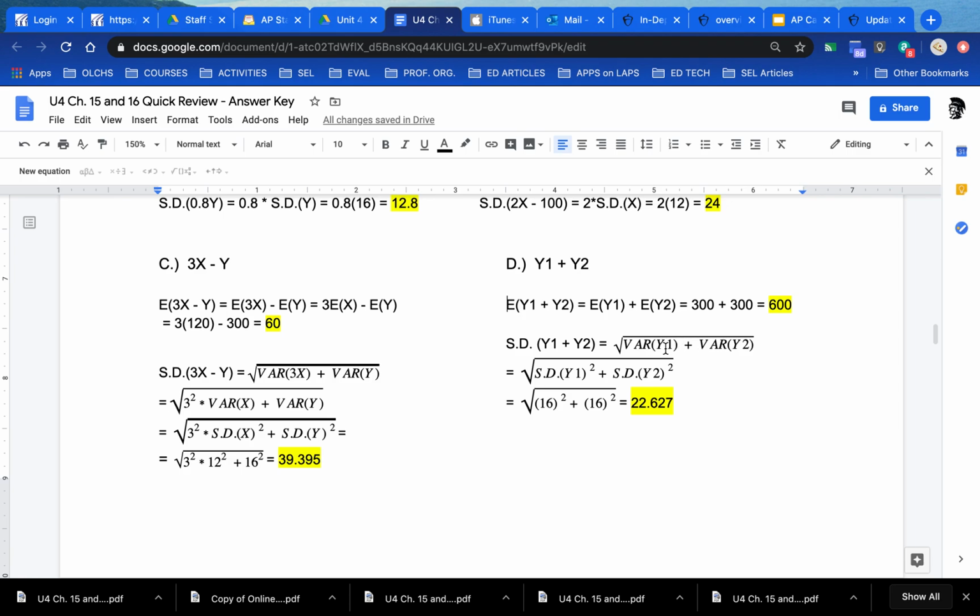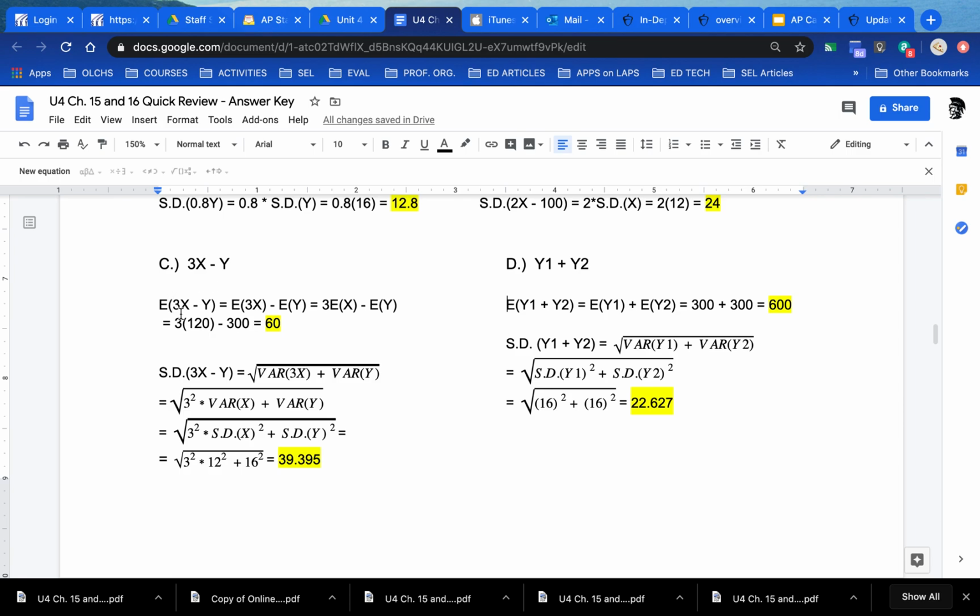We usually say standard deviation is the square root of variance, but that means that variance is standard deviation squared. And that's why this is sometimes called the Pythagorean theorem of statistics, where you'd have to square each standard deviation, add it, and then take the square root. Here, a little more challenging.